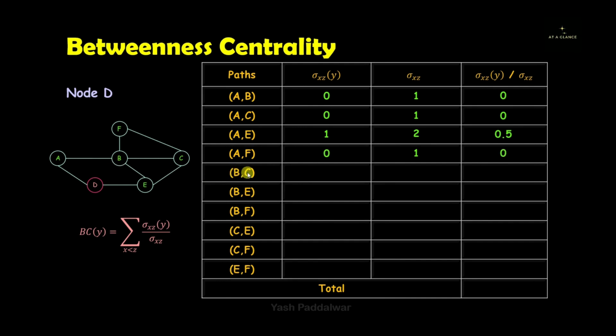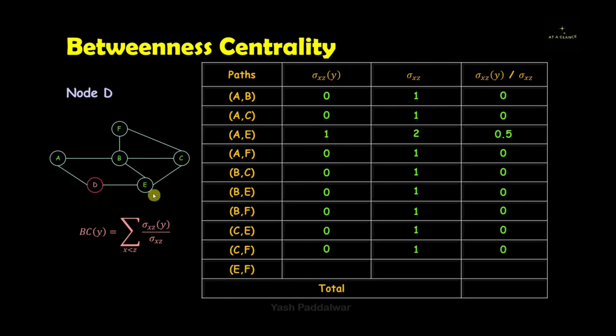Next path is BC. You can see that B and C are directly connected with a single edge, so the centrality measure will be 0. Next path is BE. Again BE is directly connected with an edge, hence the centrality measure of BE will be 0. Next is BF. Again they are directly connected, hence the centrality measure of BF with respect to the node D is 0. Next is CE. CE is again directly connected, hence the centrality measure will be 0. CF is again directly connected, so the centrality measure of CF with respect to node D is 0.